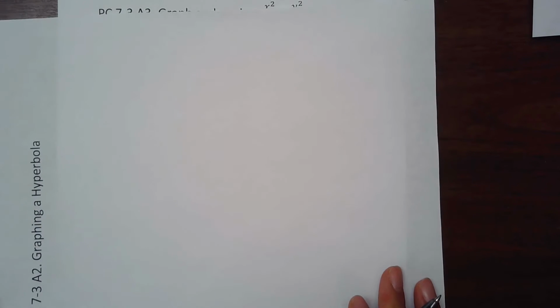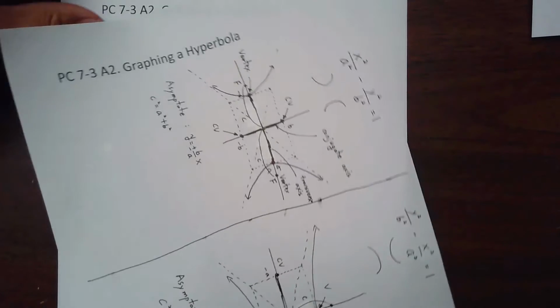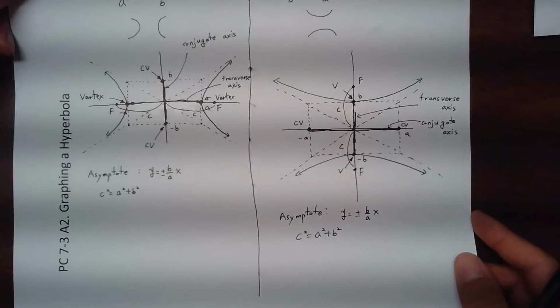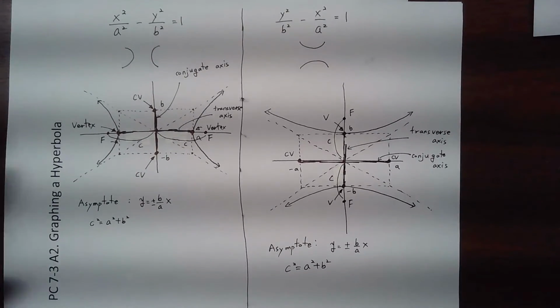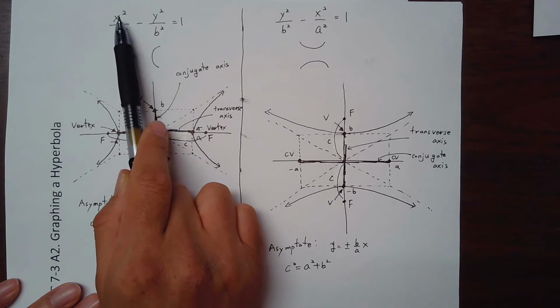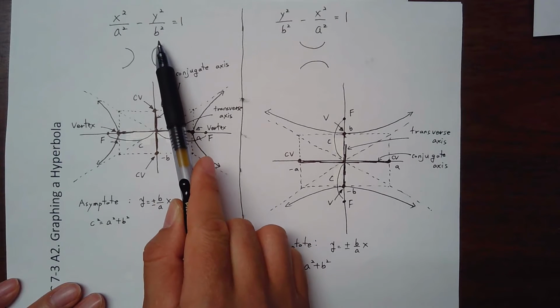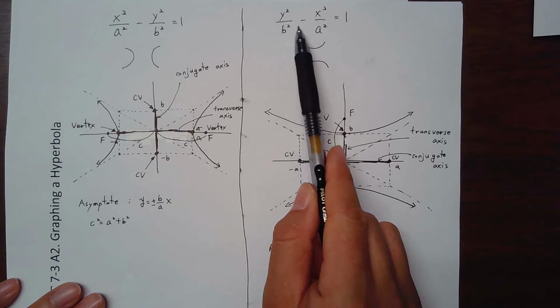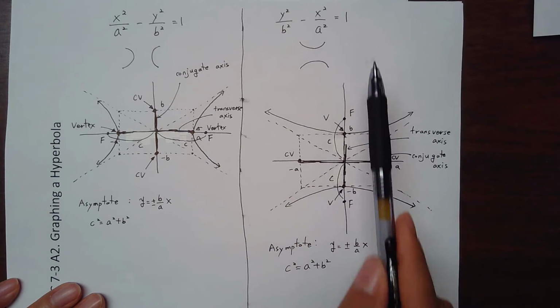So let me explain generally how you can deal with graphing a hyperbola. It will be divided into two different cases. The first style is x squared over a squared minus y squared over b squared equal to 1. The second style will be y squared over b squared minus x squared over a squared equal to 1.